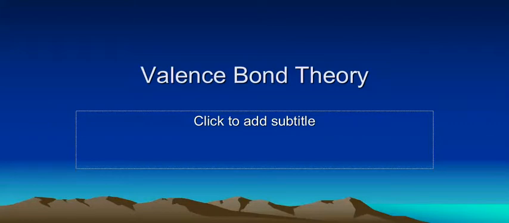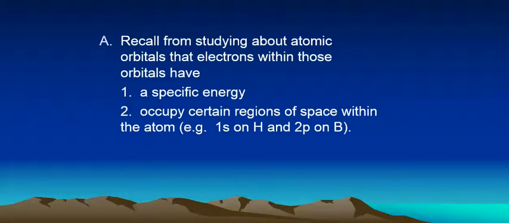Valence bond theory. Electrons have a specific energy and they occupy certain regions of space within the atom.